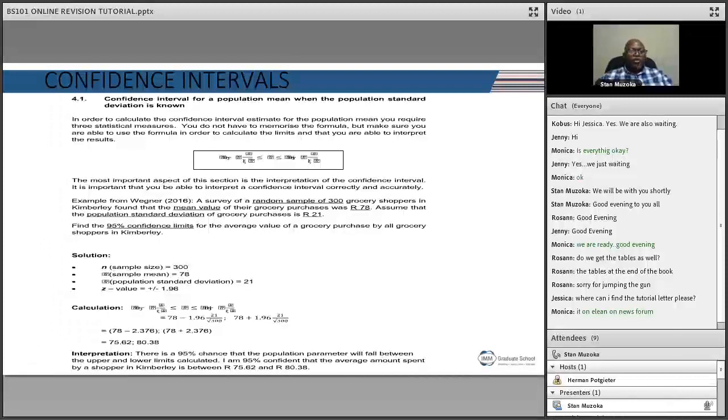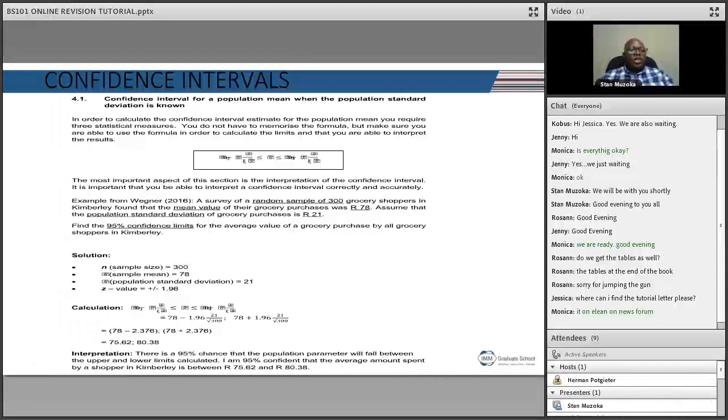Critical values. So that's what you use in place of Z in that formula there. What we are using there is the Z transformation formula in the normal distribution model. That's what we're using there.